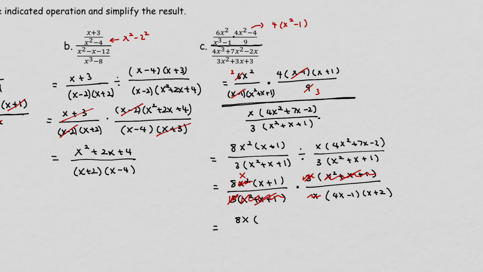Let me see what I have remaining. On the numerator, this is what I have. Denominator, I have 4x minus 1 times x plus 2. And I don't see any other common factors. So that must be my solution for that big problem.